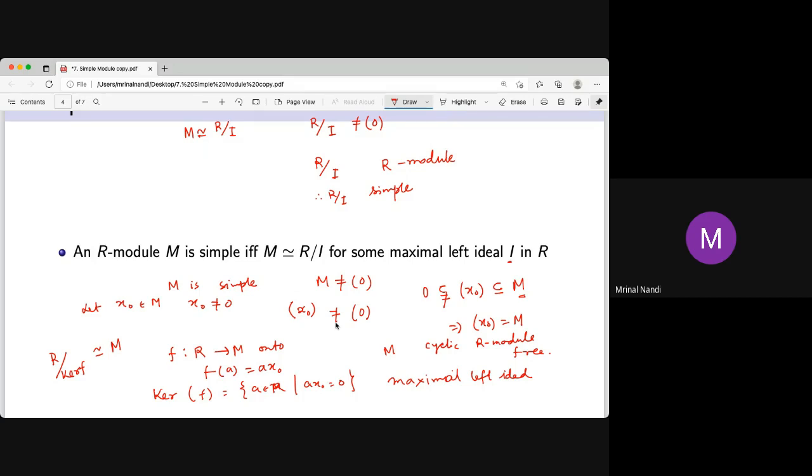You prove that if an R linear map is onto, then the domain mod the kernel is isomorphic to the range. So this actually proves that M is isomorphic to R mod I, where I is the kernel of f. We have to cleverly choose the function such that it gives us the maximal left ideal I, as well as M being isomorphic to R mod I.